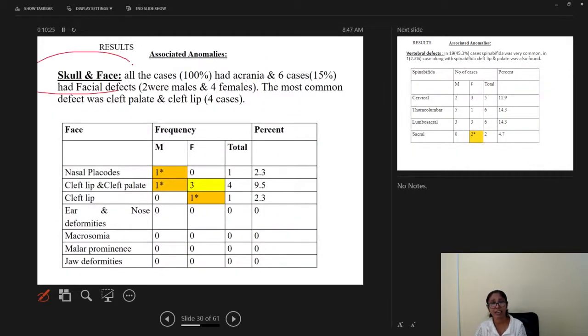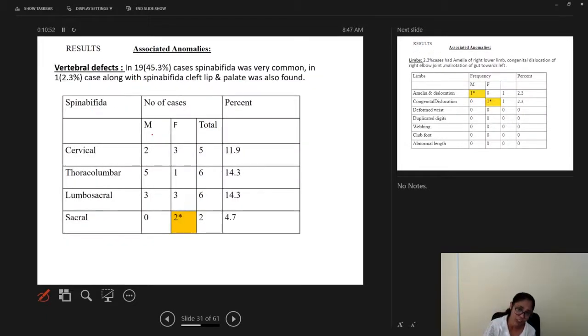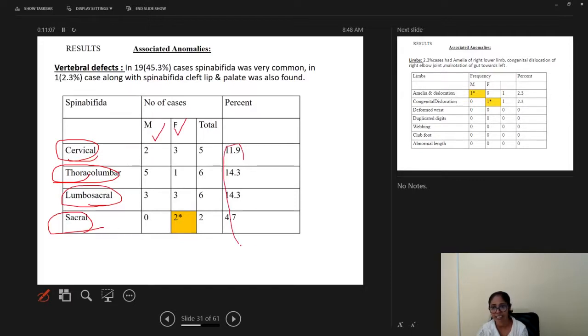So if you see here, skull and face defects. In one case, the nasal placodes were absent, and cleft lip and cleft palate were also seen. In the case of female fetuses, in around 3 there was a cleft lip and cleft palate, and other defects like ear, nose, macrosomia, malar prominences, and jaw deformities were not present. Vertebral defect, as I already told you, is spina bifida. Around 19 cases had spina bifida, and it was very common. You can see cervical, thoracolumbar, lumbosacral, and sacral segments. These are the male and female fetuses, and these are the percentages.